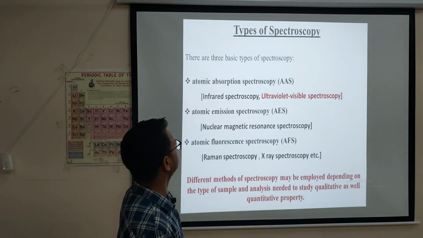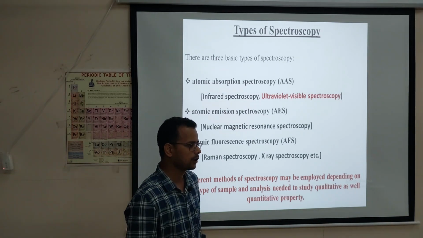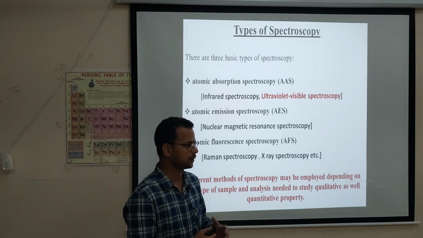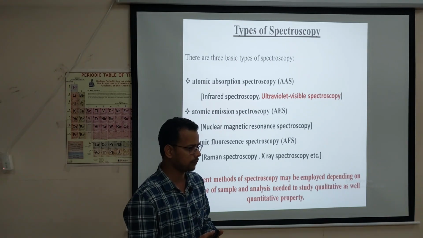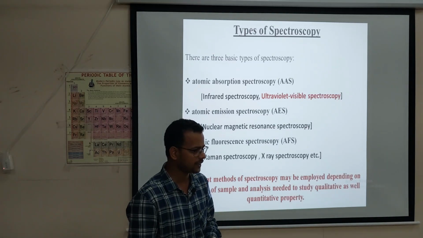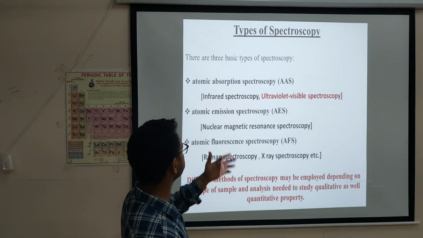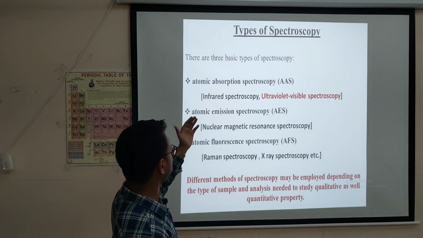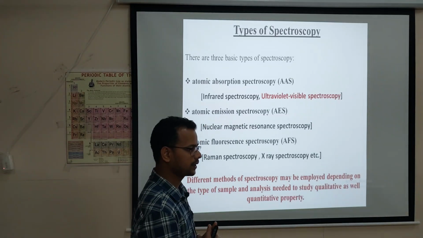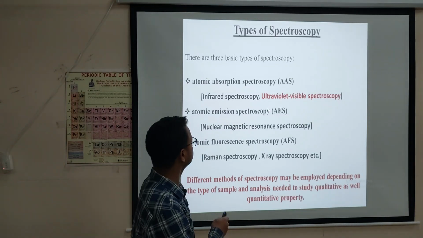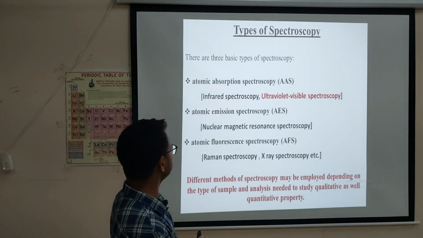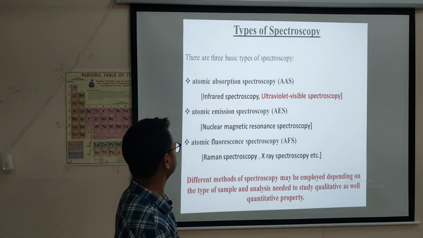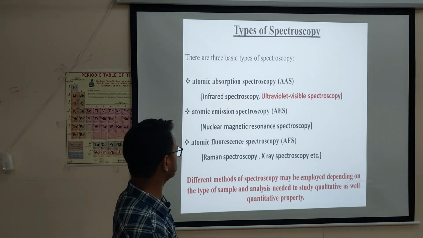Now, come to the second slide. It is types of spectroscopy, right. What I told in the previous slide, when light interacts with matter, we know it may be reflected, it may be refracted. On the basis of that, it is categorized into three types, right. First one is absorption spectroscopy, okay. Second one is emission spectroscopy, and third one is fluorescence spectroscopy. Absorption, emission and fluorescence spectroscopy, right.